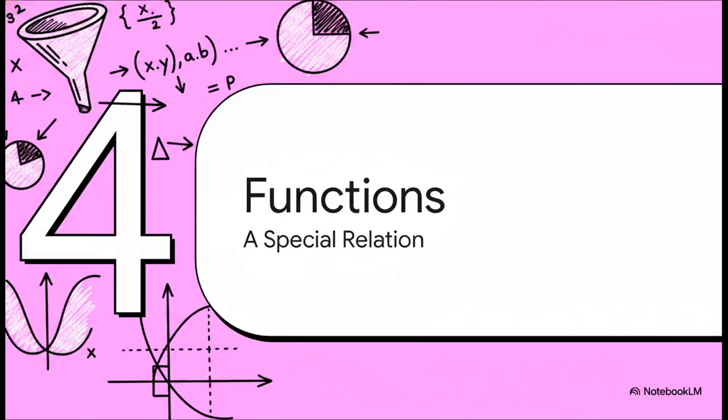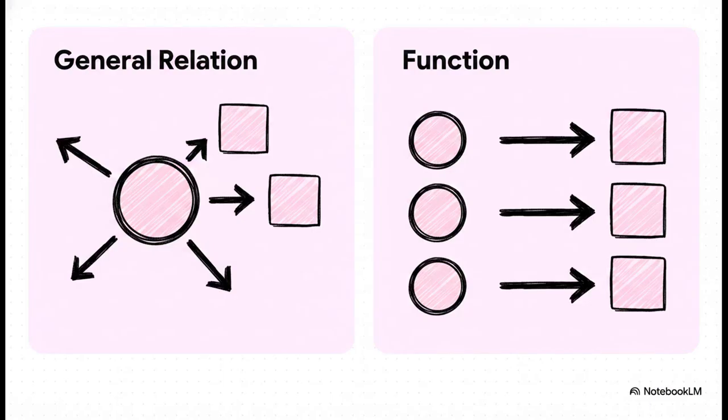Step 4. Functions, a special relation. When we compare the two side by side, the difference is pretty stark. With a general mathematical relation, a single first element might link to multiple second elements. Think of a relation like "is a sibling of." One person could map to 3 different brothers and sisters. But a mathematical function is way more disciplined. A function strictly dictates that each input goes to one, and only one, destination. There's absolutely zero ambiguity.